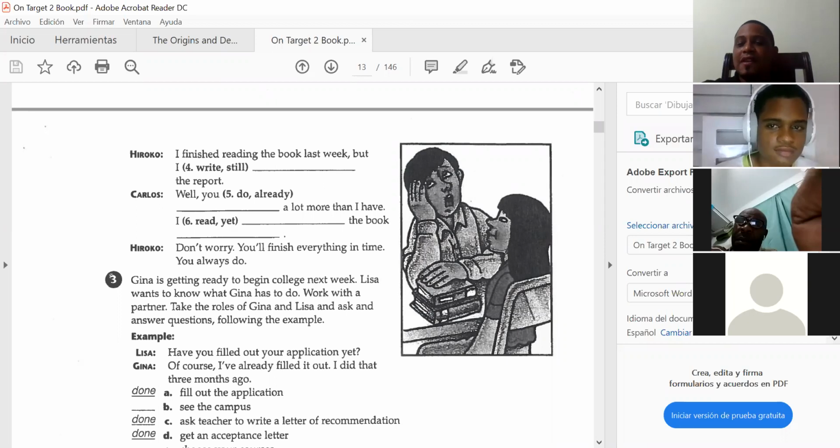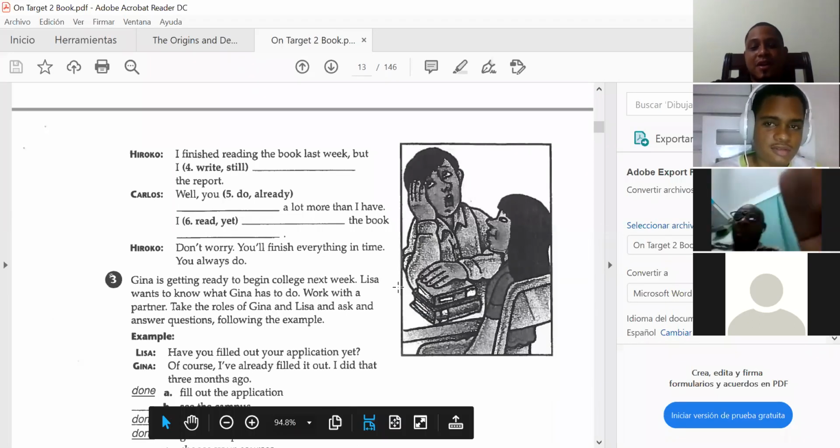Yeah, that's perfect. The only thing, don't forget that "already" you use after the auxiliary. So you have to say, "Well, you have already done," you know? So that's very good. Do you have already done a lot more than I have? Yeah, very good. Now let me see. What about number 6? And we finished there.